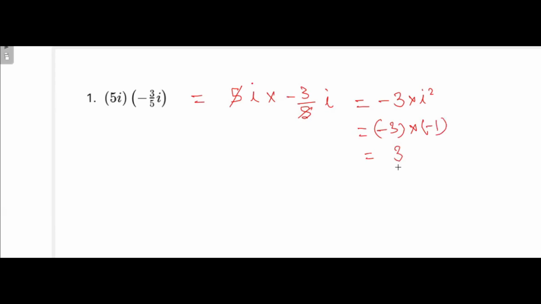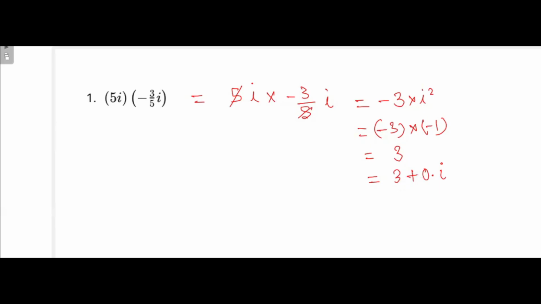So this is a pure real number, but I'm supposed to represent it in the form a plus ib. So I will write it as 3 plus 0 into i. All we are doing over here is just representing it in a plus ib form, wherein a is a real number, which is 3, and b is also a real number, which is 0. So this is your first question.